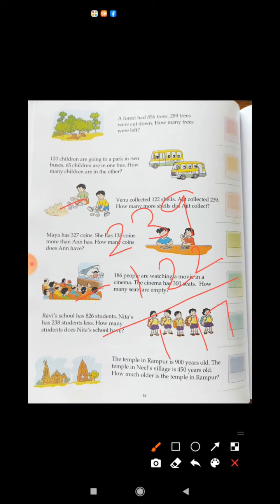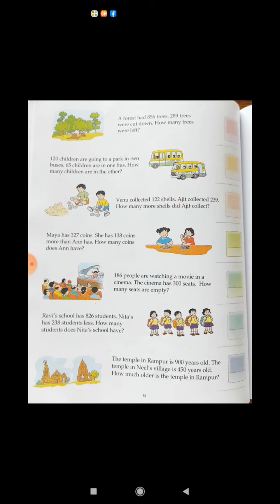Like this you have to do in the space given in your book. The answer is 117 shells. Ajit collected more. Like this you do the other questions also. One more we will do.